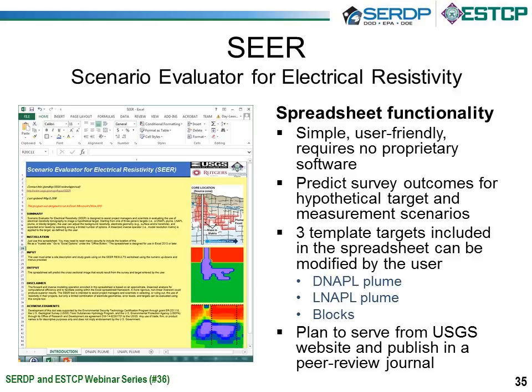This one, again, is supposed to be simple and user-friendly. It requires no proprietary software, and it allows you, again, to predict the likely outcomes of a geophysical resistivity survey, given a hypothetical target and certain conditions about the type of measurements you can make, and specifics about the site. The template of the spreadsheet comes with an example DNAPL plume, an example LNAPL plume, and blocks that allow you to make your own subsurface targets, and this will be served again from the USGS website.